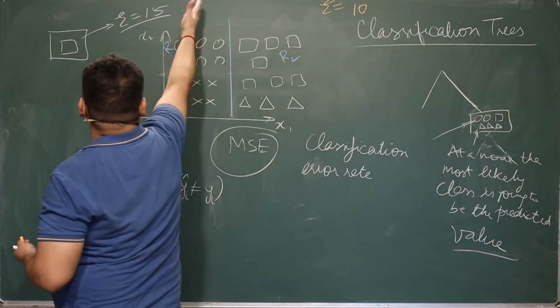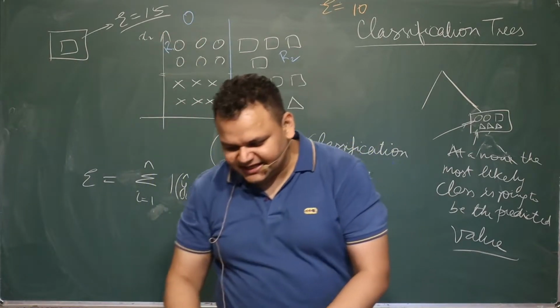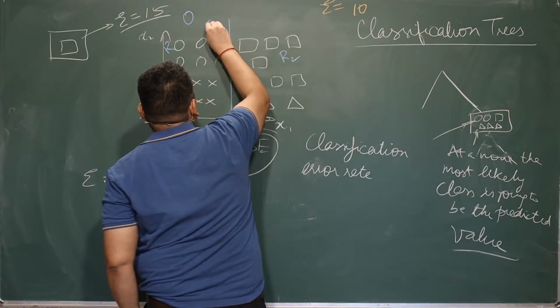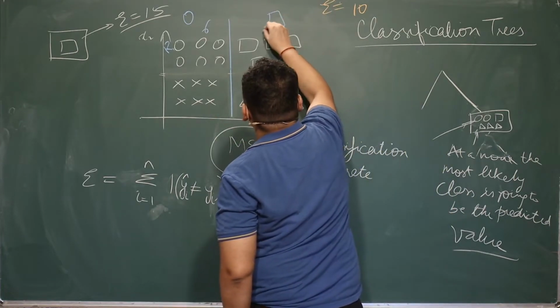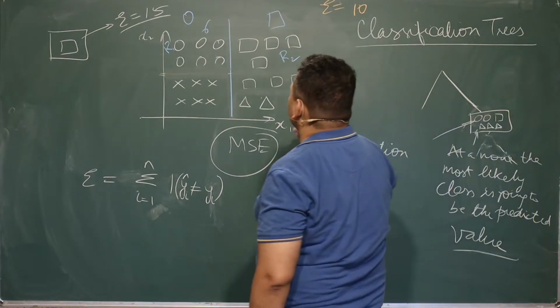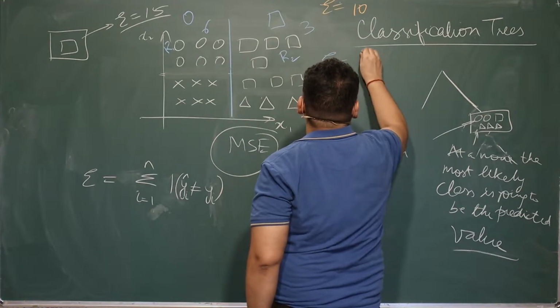Now what is the error? Let us say we predict circle from this. So what is the error from the left hand side? Left hand side में से error कितना है? 6. Okay, so this is going to give you error 6. What is the right hand side prediction going to be? It is going to be a square. So my prediction is square, and my error is going to be 3. What is the error now? Total error is going to be 9.